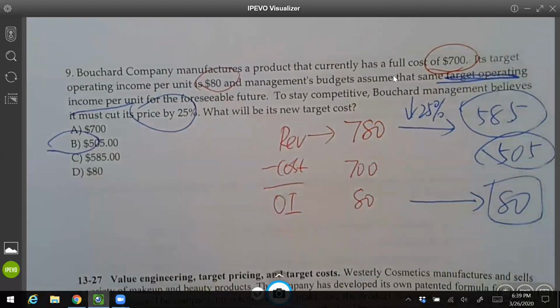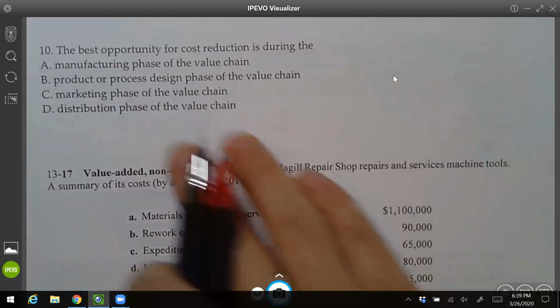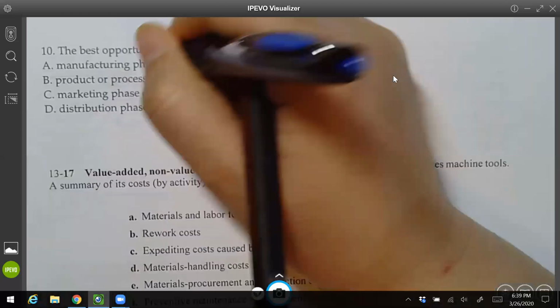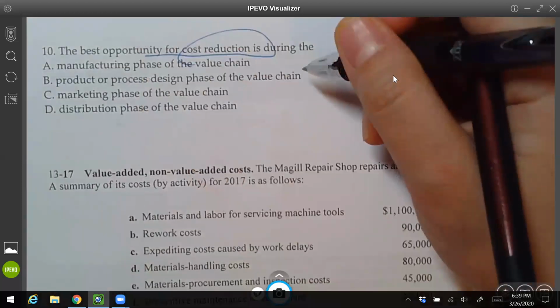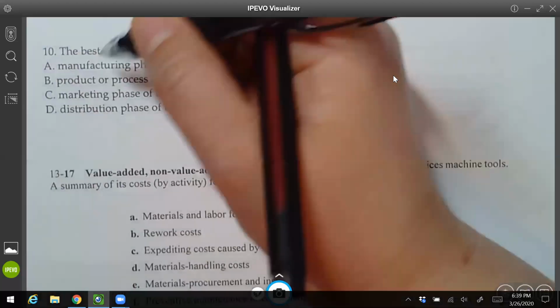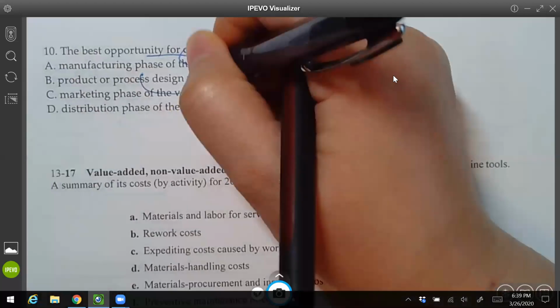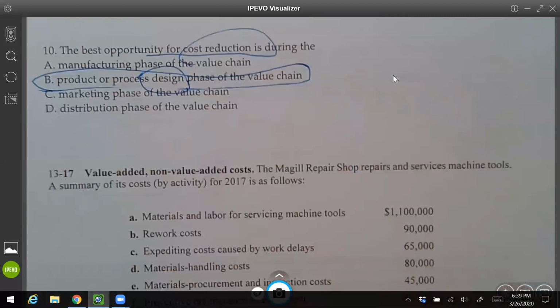Last one in this video, and we do the other method in the next one. Best opportunity for cost reduction is, we said, better to make your decision before the cost is locked in. So that is research and design, which is R&D. This is the best way, before you lock in the cost.